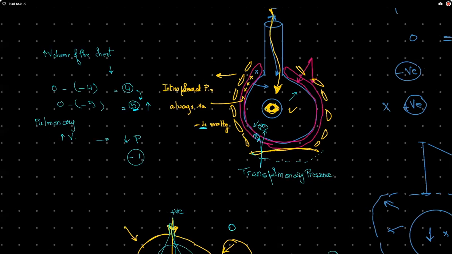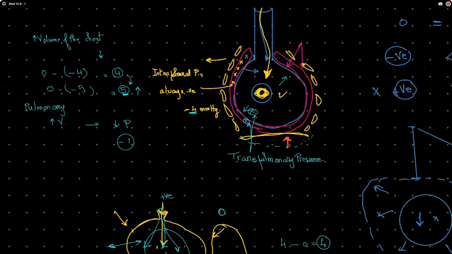What I just need to do is to relax the diaphragm and relax the intercostal muscles, and this is going to reduce the volume of the chest. And when I reduce the volume of the chest, remember, this will increase the pressure. So the intrapleural pressure, when I was contracting the diaphragm, was -5. Now I've relaxed the diaphragm, so now it becomes -4 one more time.